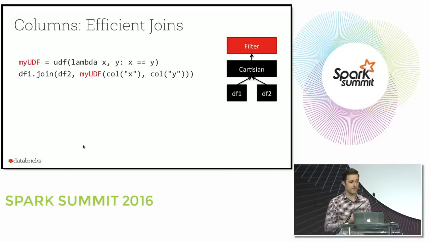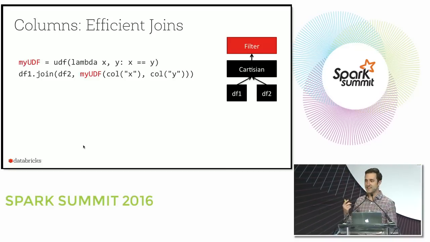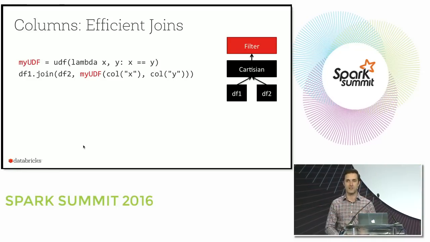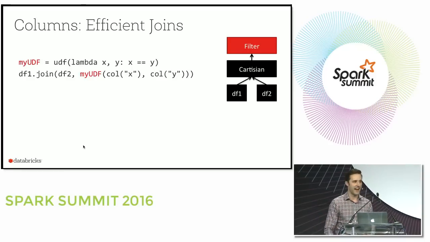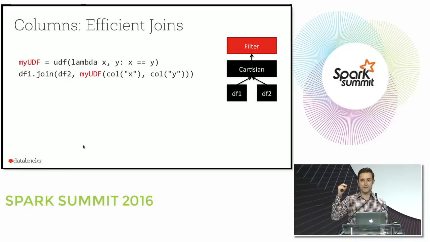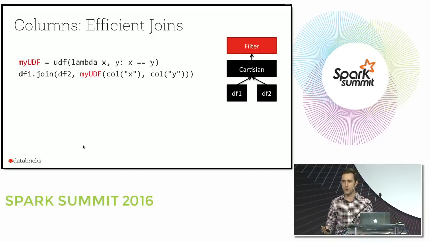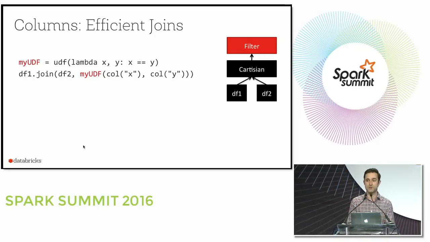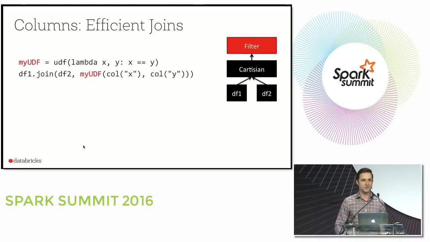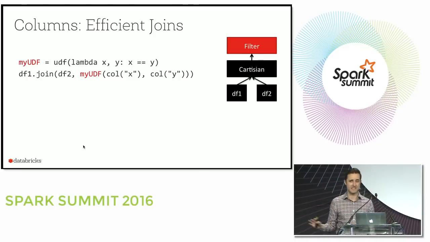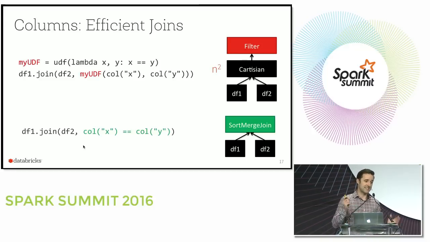Another example is efficient joins. In this case, I'm doing a join where I have a UDF that's just checking to see if two columns are equal. Unfortunately, Spark doesn't know what you're doing. This is actually a pretty common question on the user list. As a result, when I apply that filter, the only way for Spark to know which tuples are matching your predicate is to try every single possible combination, which is called a Cartesian product, and pass that to your function. So if you have two large tables, this is incredibly expensive. It's actually n squared.